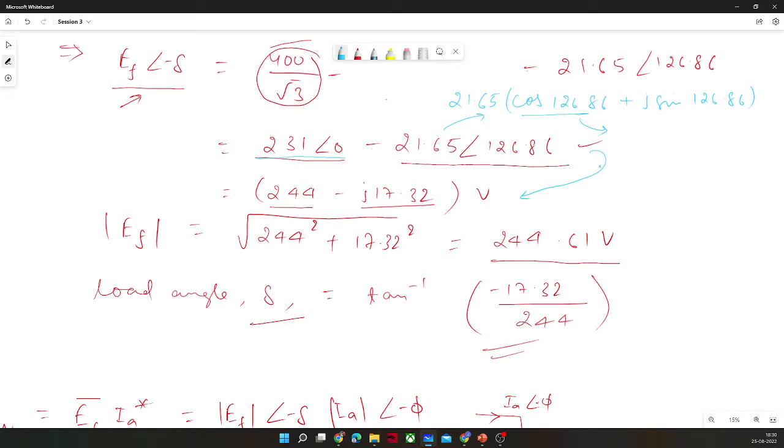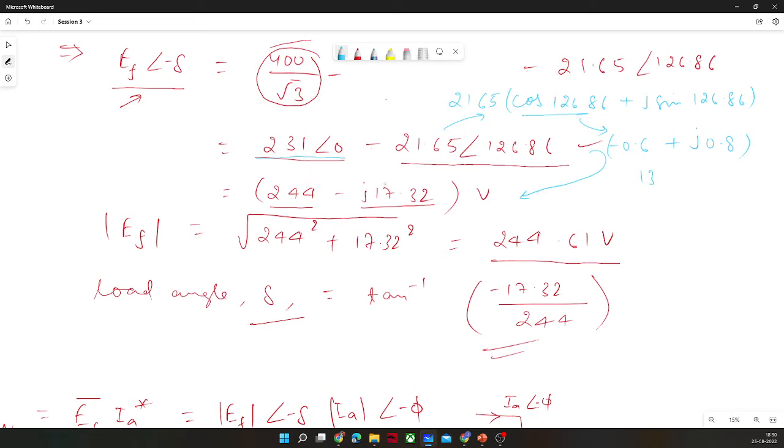26. So it would be minus 0.6, and plus j 0.8. If I multiply 21.65 into minus 0.6, it would be some negative value, and negative would become some positive, and it would be approximately 13. So it would be added to 231. So it would become 244.